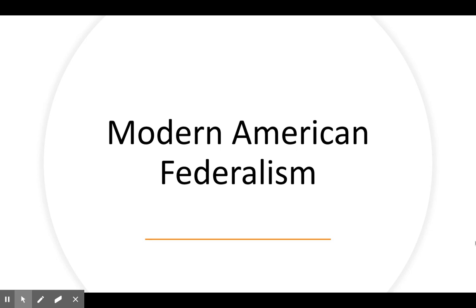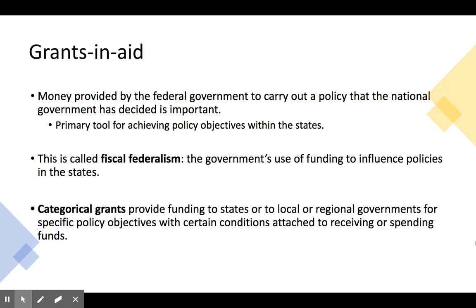So now we're going to talk about modern American federalism, so how we can see federalism in action now. The first thing we're going to talk about is grants in aid. This is defined as money provided by the federal government to carry out a policy that the national government has decided is important. So this is the federal government providing state governments with funding. And this is going to be the primary tool for achieving policy objectives within the states. So the federal government is providing state governments with funding because they want their policies carried out.